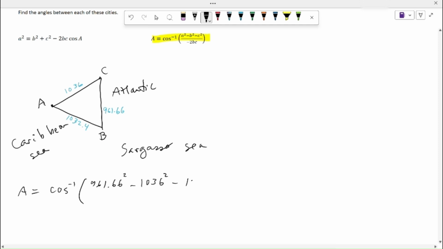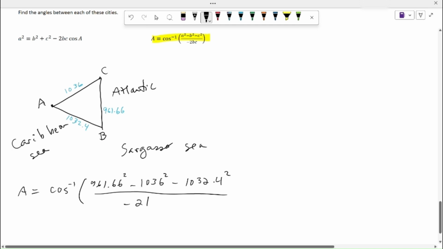So minus 1,032.4, and then we square this. This is all over negative 2 times BC, and B is 1,036, and C is 1,032.4. All right, so that's what we have to solve.